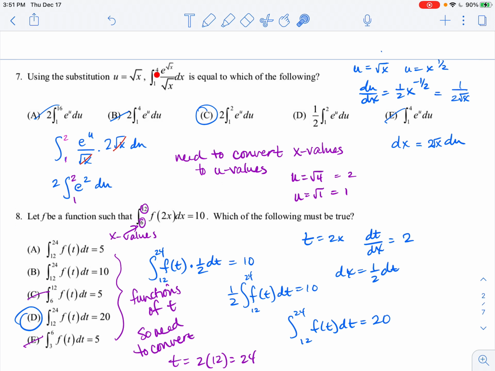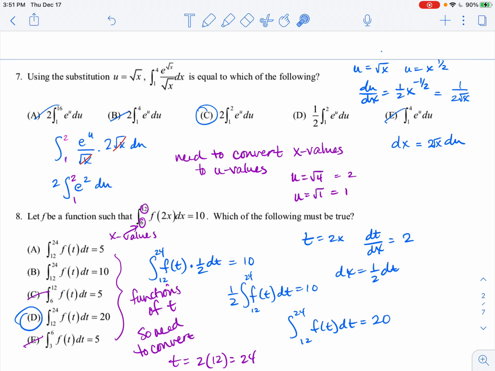If I take the upper x boundary and substitute it in, that's going to give me 2, and the lower boundary will give me 1. So now I have, let's see, 2 choices. Let's go ahead and find the derivative of u, which is going to be 1/2 x to the negative 1/2. And if I solve for dx, that's going to give me 2 square root of x du.